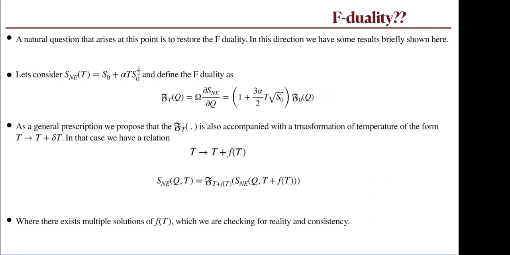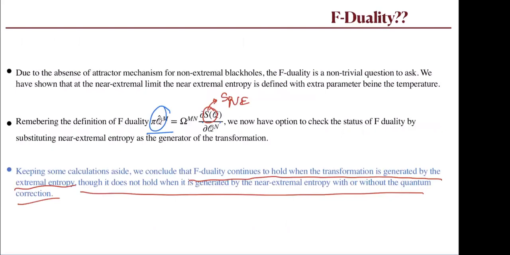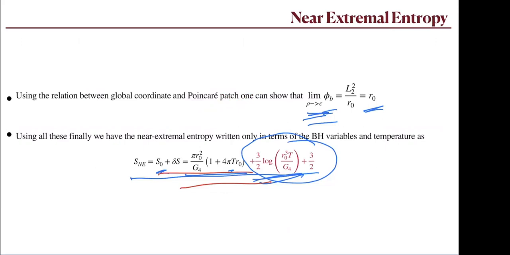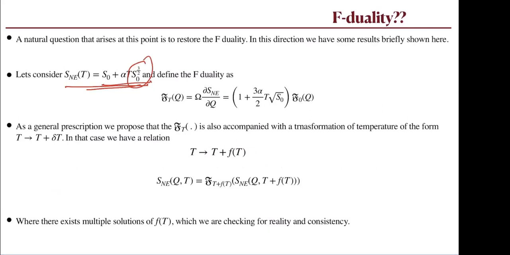So this is the relation that we have calculated earlier. The dependence on S0 turns out to be 2/3, 3/2. This is the simplified part, when I put all the values in. If you don't, then this is the dependence that you will get. Near extremal entropy is S0 plus some T dependent term times S0^3/2. Okay, so let's say you want to define this kind of thing, a temperature dependent Freudenthal duality. We are just saying that this is the generalized Freudenthal duality. Then you will get this thing, which is this F0Q. Now, what we have seen so far, and we are still checking this result, is that if you just assume that your T changes by a very small parameter delta T under the duality.